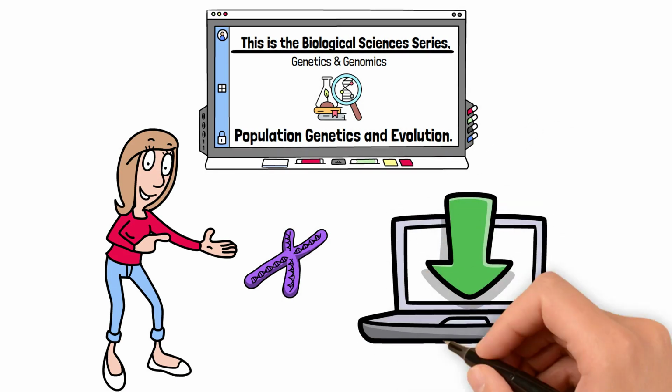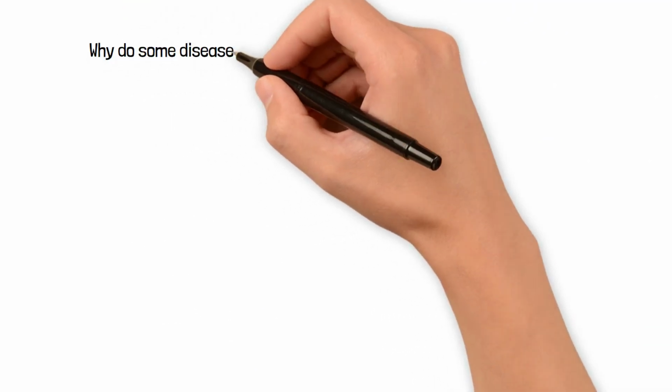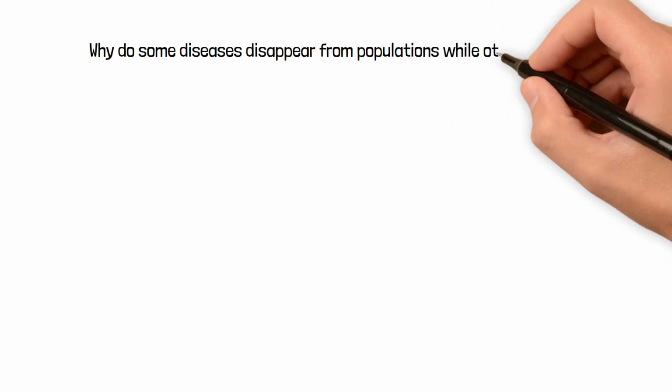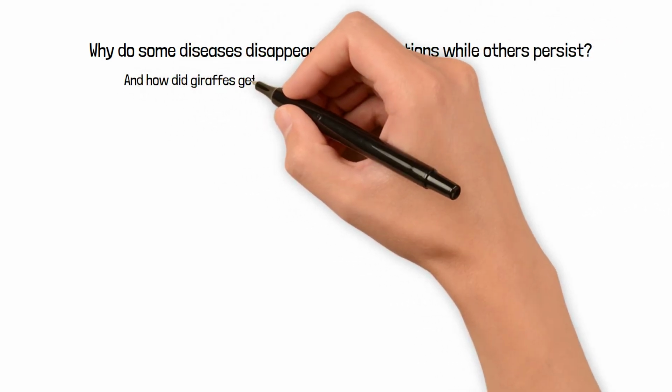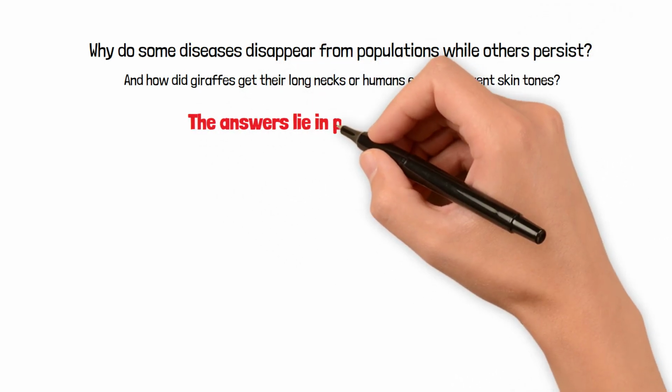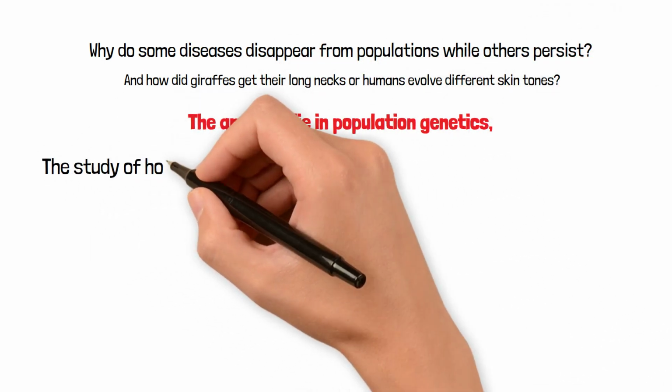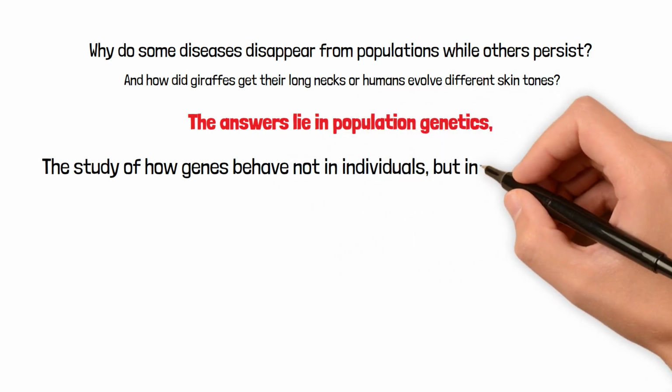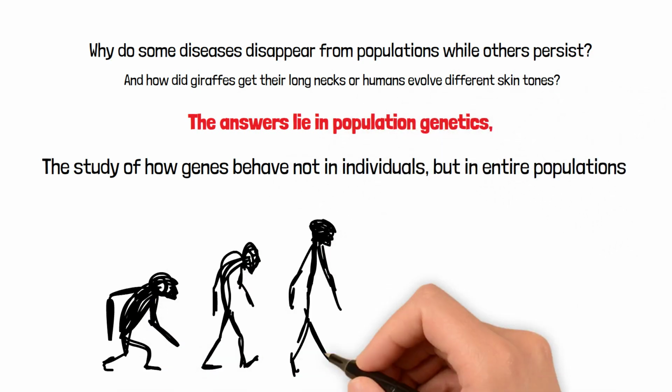description. Here's a thought. Why do some diseases disappear from populations while others persist? And how did giraffes get their long necks, or humans evolve different skin tones? The answers lie in population genetics, the study of how genes behave not in individuals but in entire populations and how this leads to evolution.